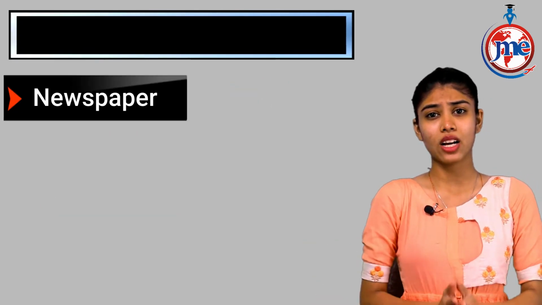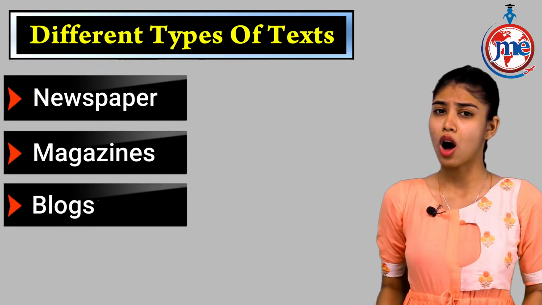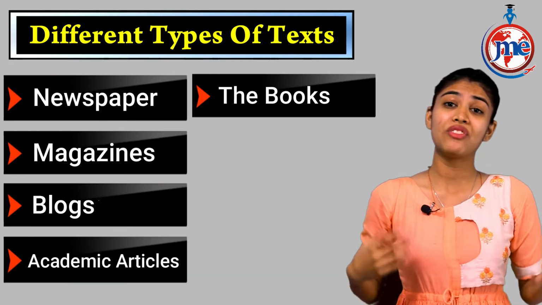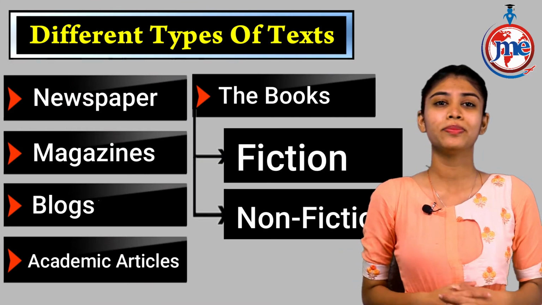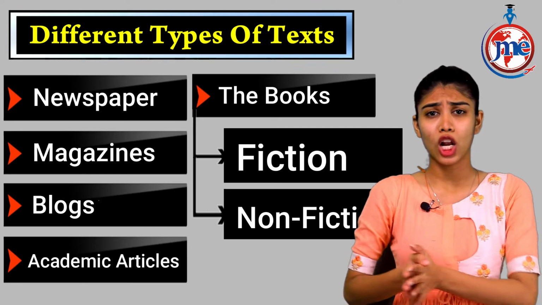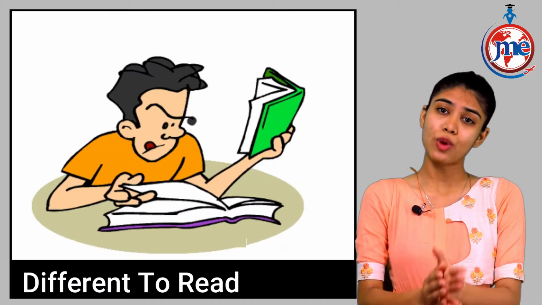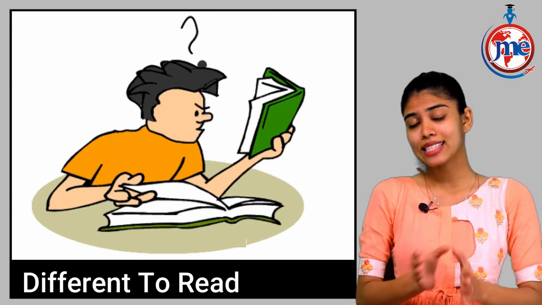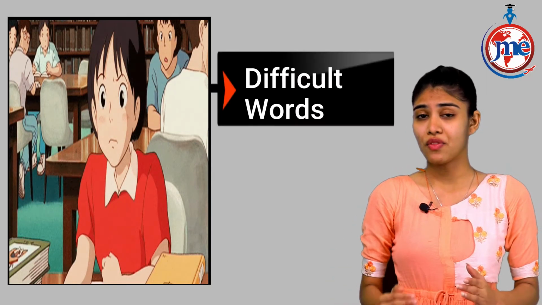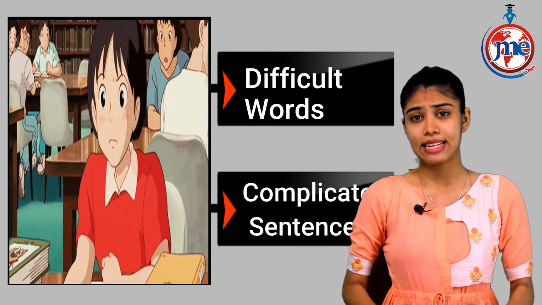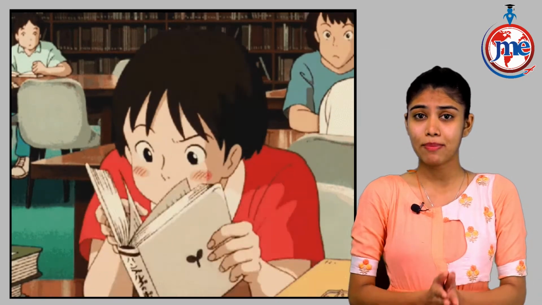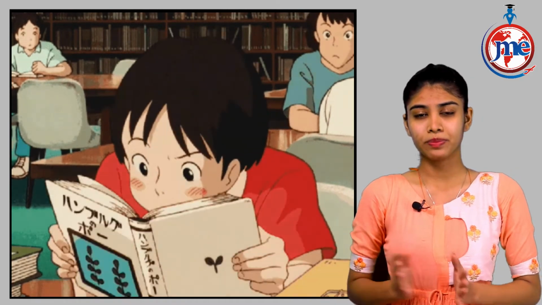Now many a student will have a question: what to read? Students, you can read different types of text like English newspapers, magazines, blogs, academic articles, or a book that interests you, which can be fiction or non-fiction. You can practice with all of these, and remember that although you can read long texts, it is very different from reading short texts in your test. So don't worry if you come across a difficult word or a complicated sentence at that time. What you have to do is just keep a dictionary handy and look it up.